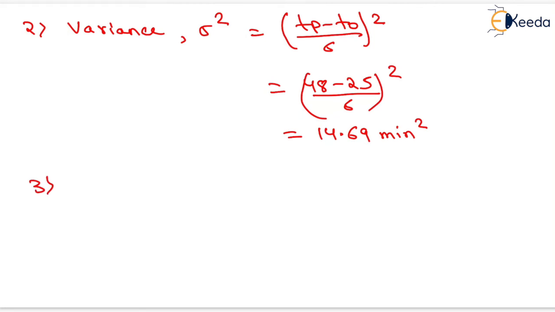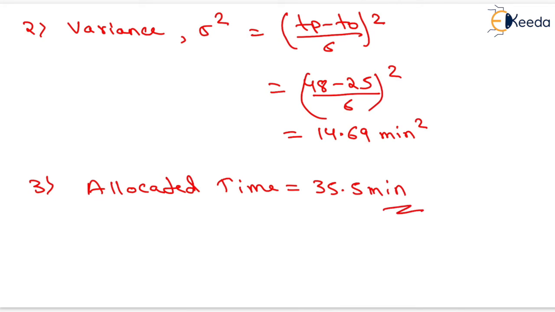Similarly, we will find the allocated time for answering a question, and it will be equal to the expected time of the activity, and it will be the same as 35.5 minutes. That is all about this numerical.